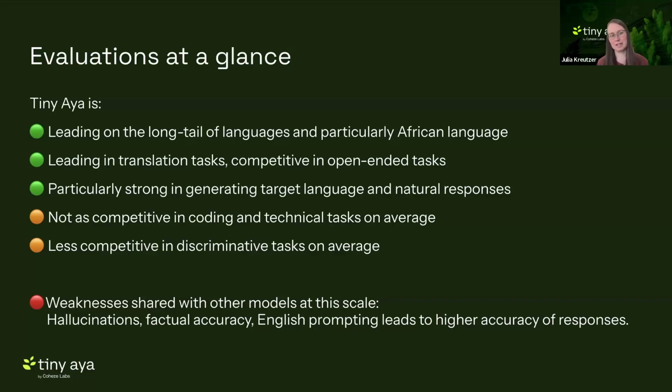And weaknesses that we noticed that are very shared with other models at this scale and multilingual scale are hallucinations and factual accuracy, which are still relatively problematic, I would say. And English prompting leads to higher accuracy of responses, which still leaves a lot of room for improving multilinguality in LLMs.